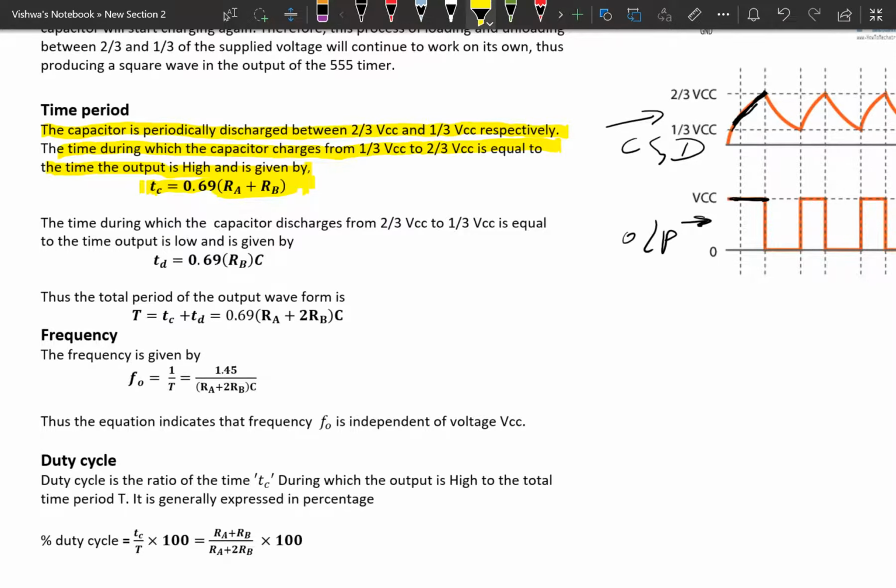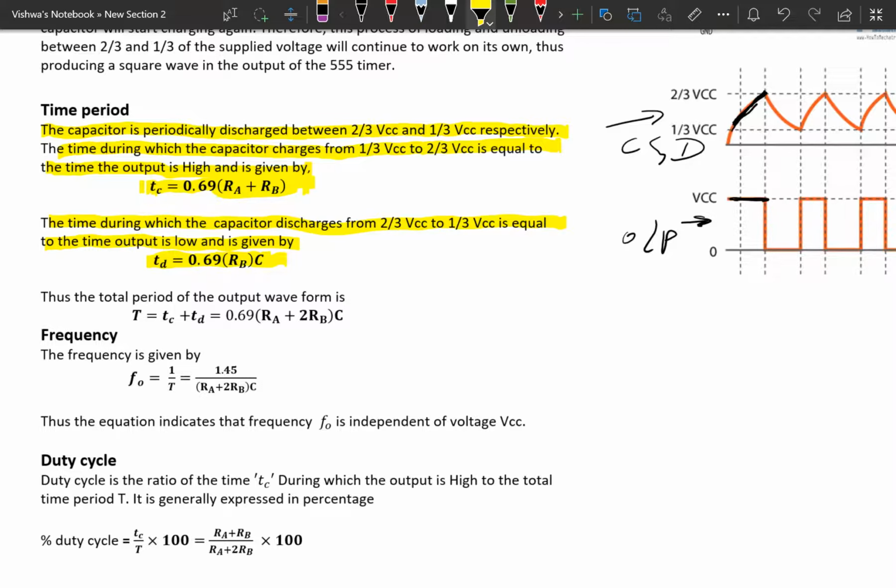Next, the time during which the capacitor discharges from 2/3 VCC to 1/3 VCC is equal to the time the output is low and is given by TD. TD indicates the time constant during discharge. Time during discharge is 0.69 RB into C.